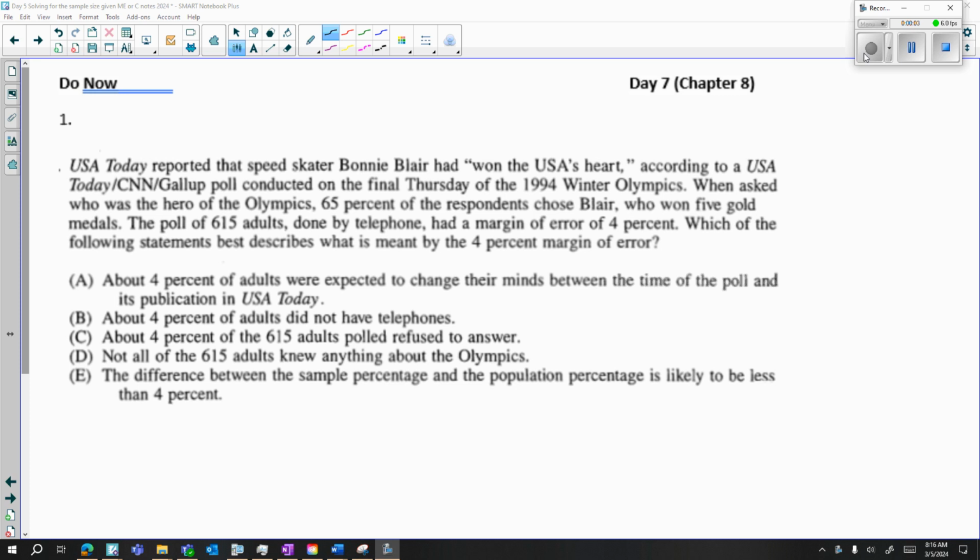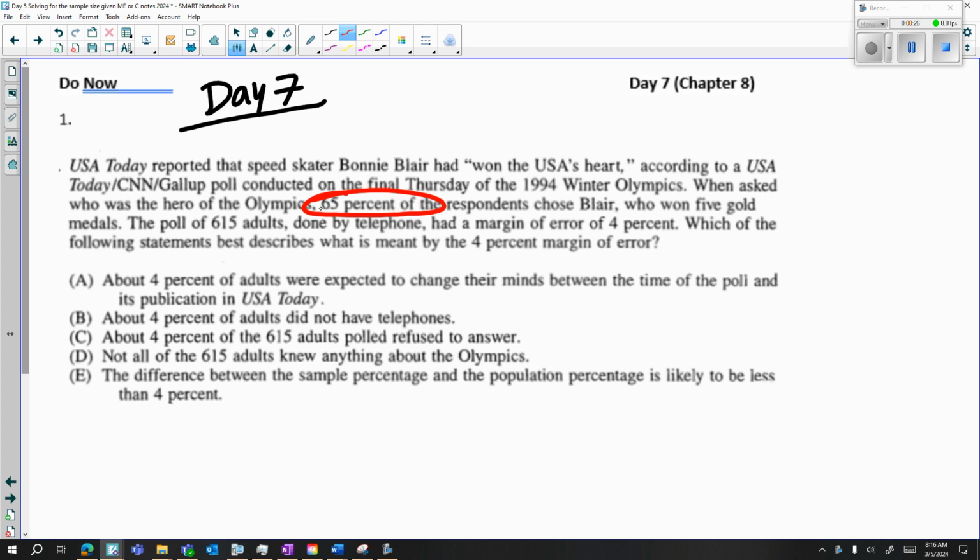Right, so this is called Do Now Day 7. Do Now Day 7, here we go. So you want to say USA Today reported that the speed skater Bonnie Blair had won America's heart at the 1994 Olympics. She was considered the hero of the Olympics. 65% of the respondents chose Blair.